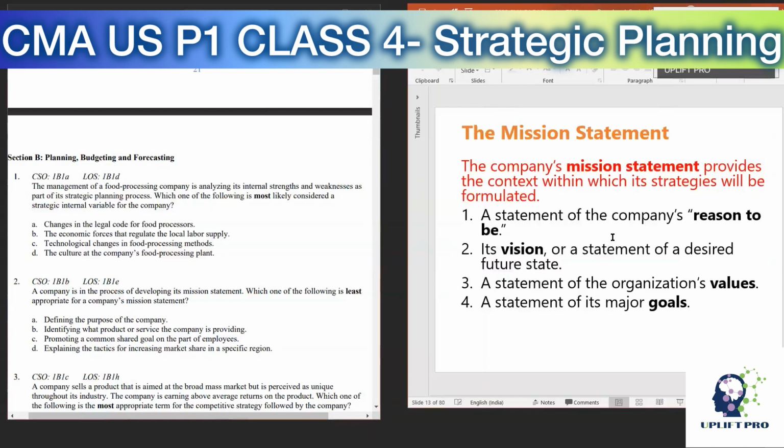Right? Rohit, did you get it? Did everyone get it? Somebody said C. Promoting a common shared goal on the part of employees is a mission statement. Sukhwinder, I think you said C. Okay. That is not the right answer. The correct answer is D. Promoting a common shared goal. So it's a common goal. Everybody in the organization is working towards making the company a $5 billion company is a mission statement.